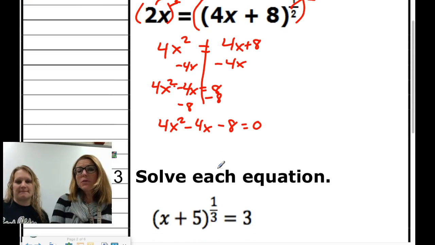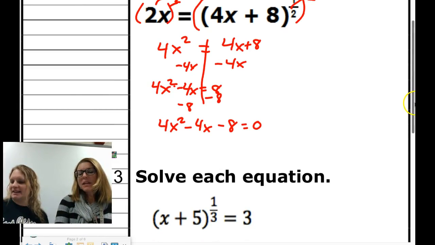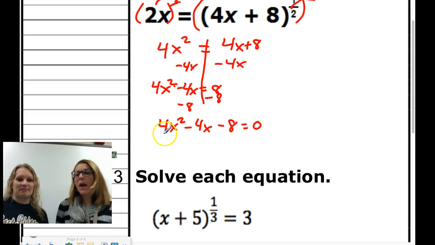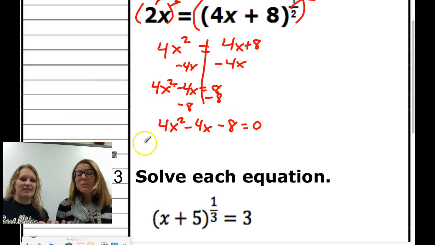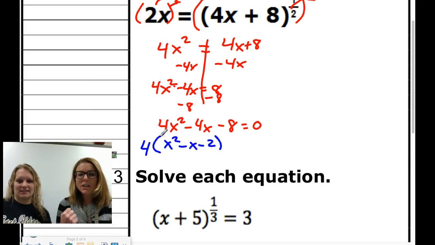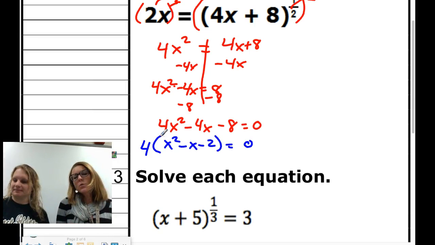Now, some of you are panicking. Don't panic. You see the leading coefficient is greater than 1, the icky factoring. But we can take a 4 out of everything. What's the question we always ask? Is there a GCF? Yes, and it's 4.